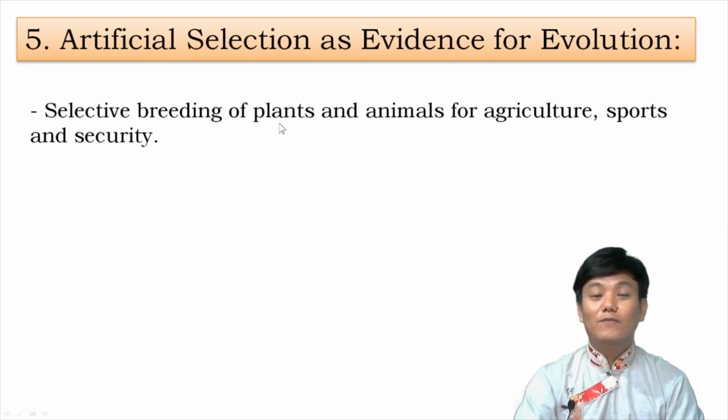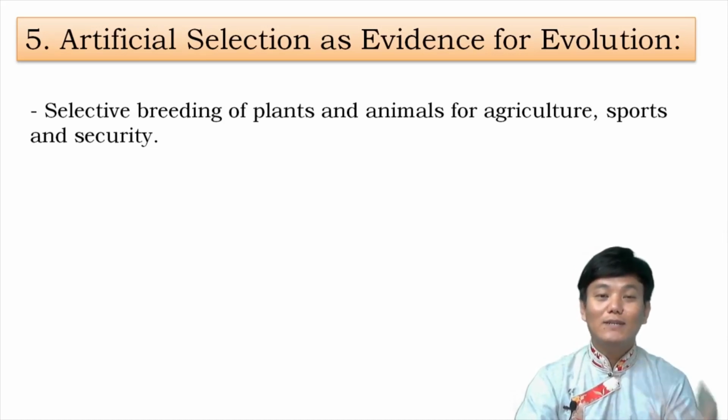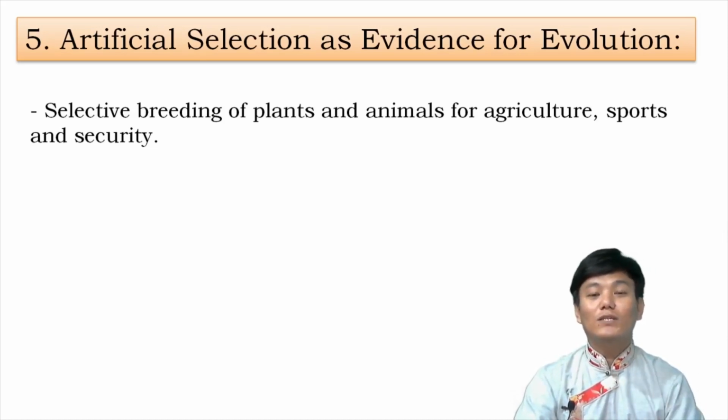For example, we take rice plants. Human beings need rice plants which yield more rice. So we select only those varieties of rice plants which give us more yield. We are the ones selecting the rice plants which are giving more yield, and therefore it is called artificial selection. So the process of artificial selection includes selective breeding of plants and animals.